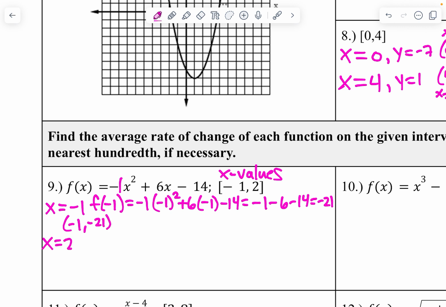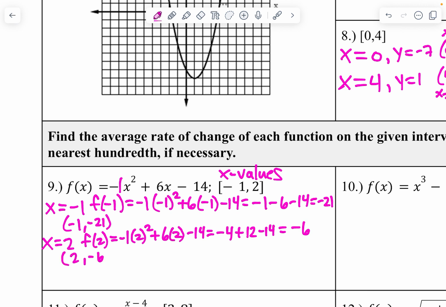Second x value they gave me is positive 2. So now I've got to evaluate the function for positive 2. So 2 squared would be 4 times negative 1 gives me negative 4 plus 12 minus 14. Well, negative 4 plus 12, or 12 minus 4 would be 8. Minus 14 gives us negative 6. So our second coordinate pair is 2, negative 6.